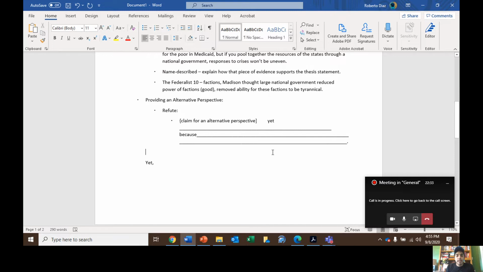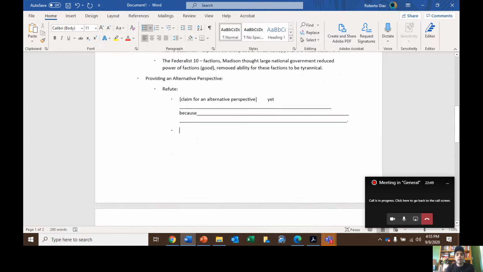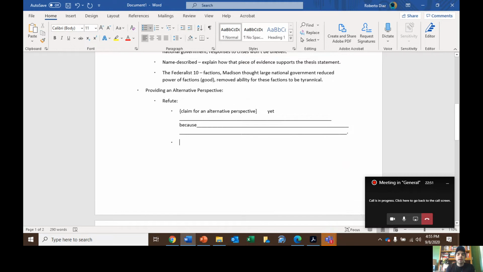And that will be the claim. I'm going to provide a yet, and then I'm going to say yet, kind of explain a little bit about why my thesis is stronger, and then elaborate a lot with the because.